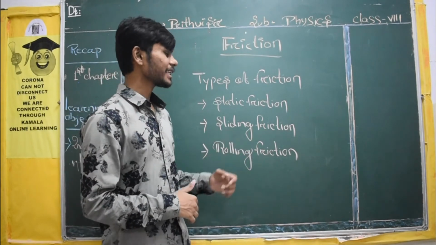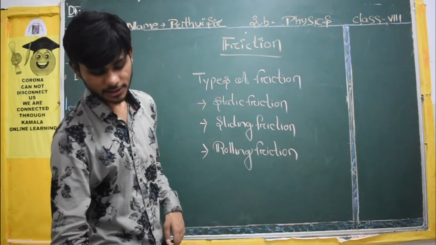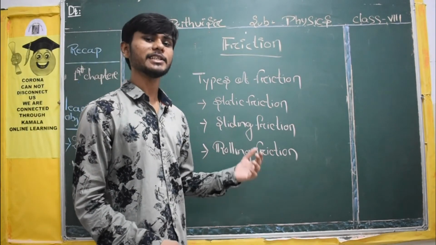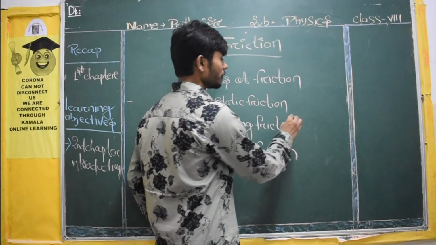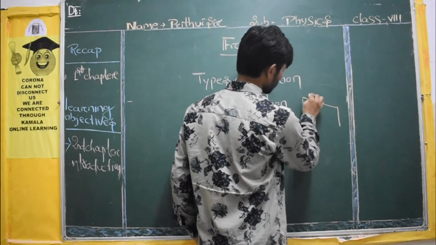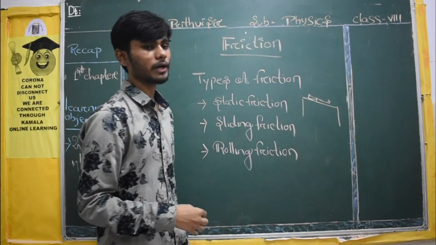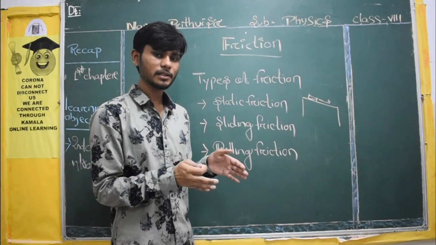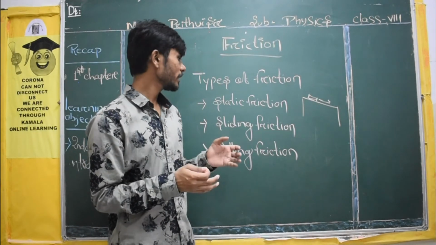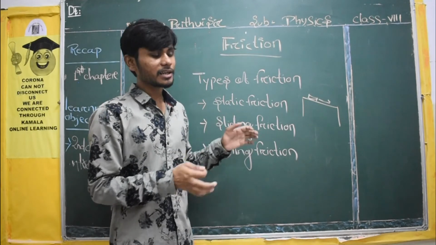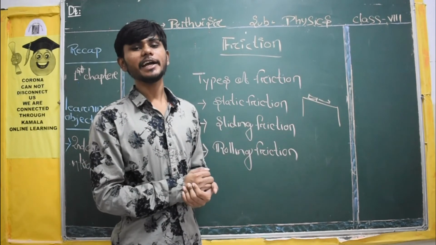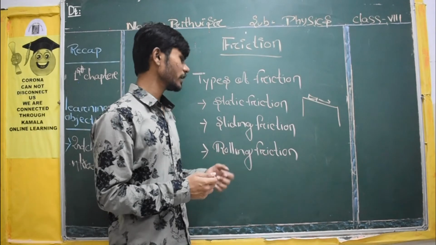Next, sliding friction. What is it? After static friction, students, comes sliding friction. How? If an object slides upon another object, then it is called sliding friction. But at first, you will call it what? Static friction. After that, you will call it sliding friction.